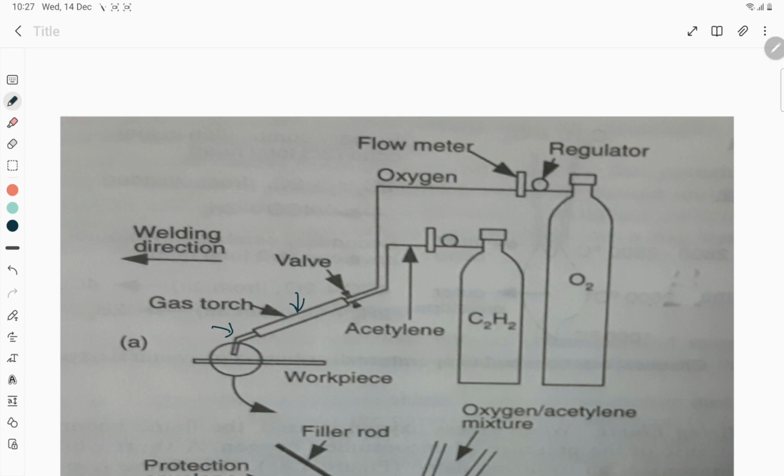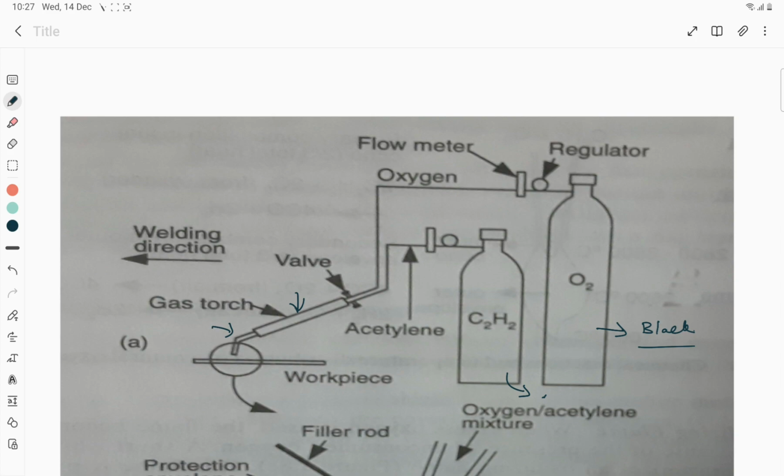Okay, so to identify the type of gas that is available in a cylinder, we can identify through the color. Generally oxygen cylinder will be in black color, and then acetylene will be in maroon color. So through the color we can understand what is the type of gas that is available in the cylinder.